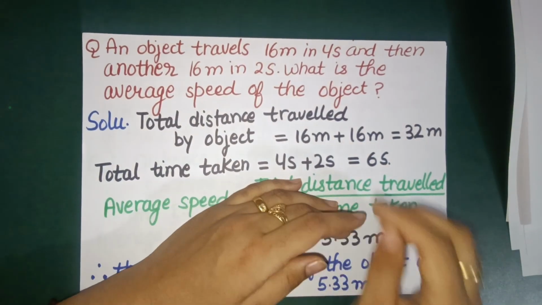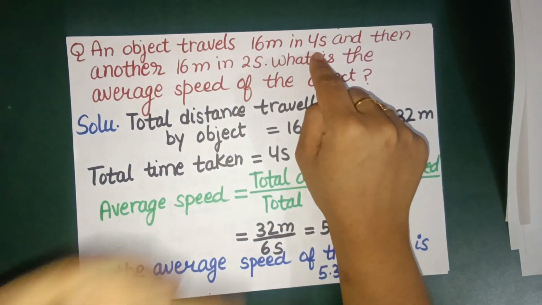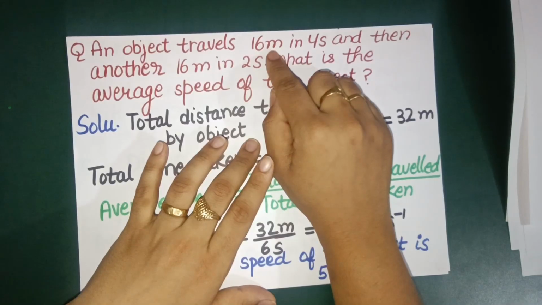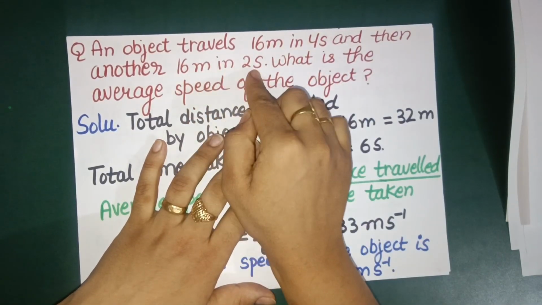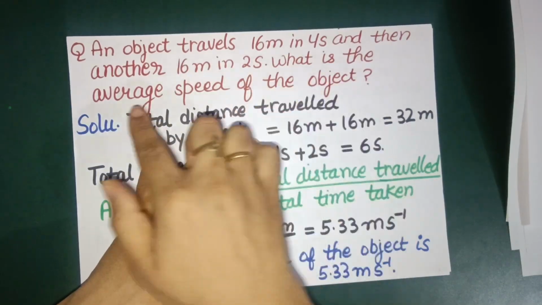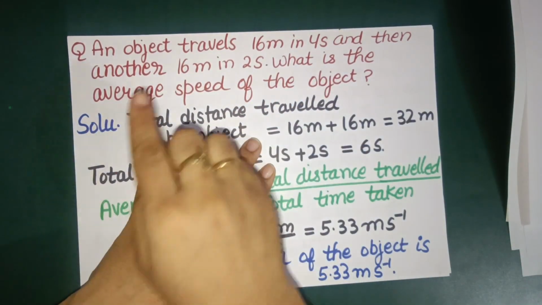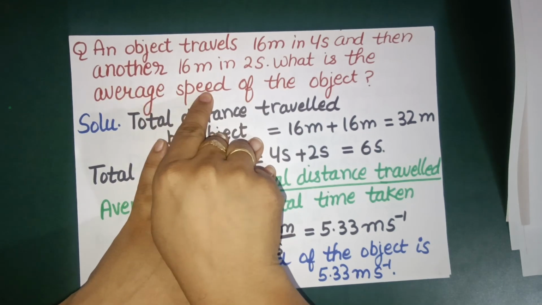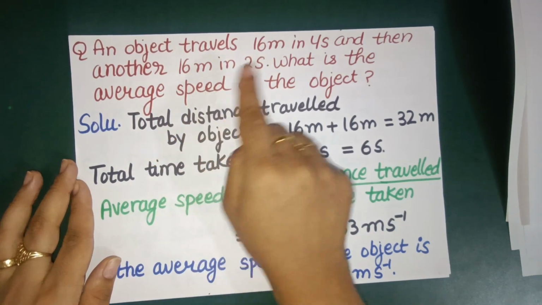An object travels 16 meters in 4 seconds. That means our distance is 16 meters in 4 seconds, and then another 16 meters in 2 seconds. What is the average speed of the object? Now we have to find its average speed. We know that to find average speed, what do we need? Total time taken and the total distance covered.